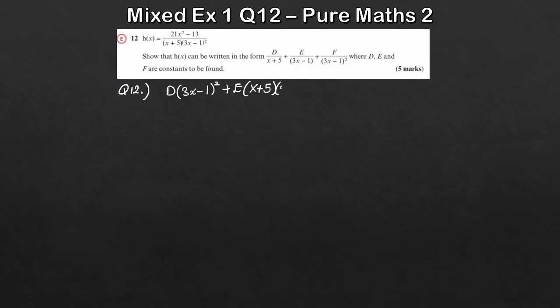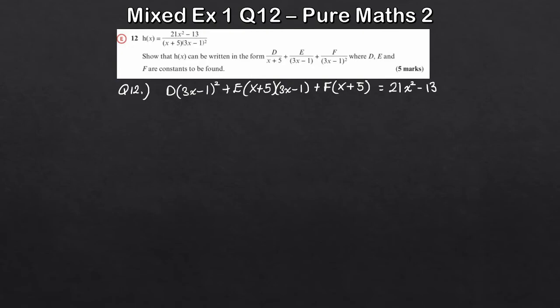And we also need another 3x minus 1. And then finally, what do we need to times the f by? Well, the only thing we need to times f by is the x plus 5. Okay, and this will all be equal to the numerator of h of x, so 21x squared minus 13.